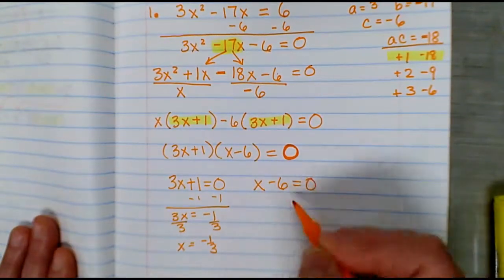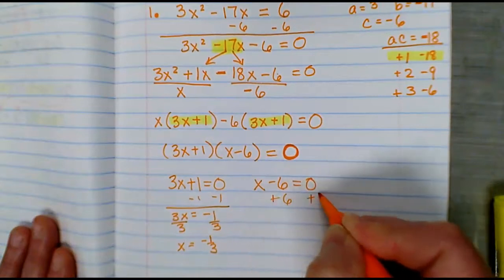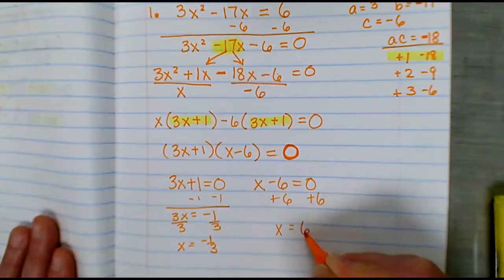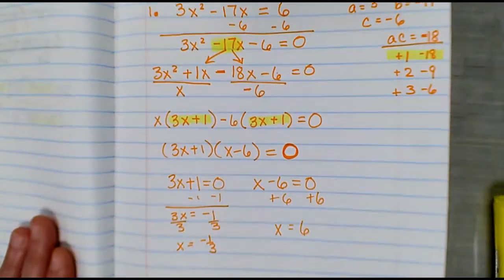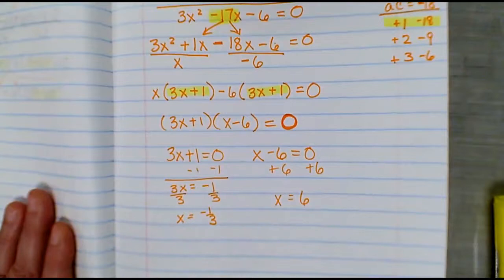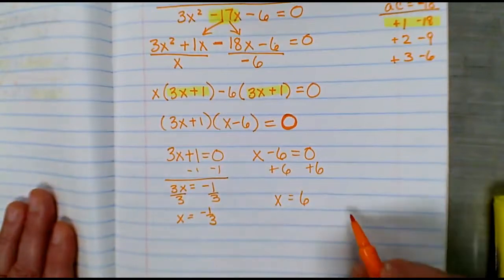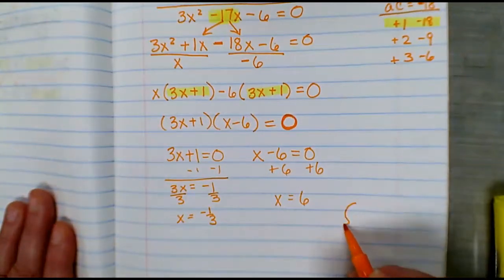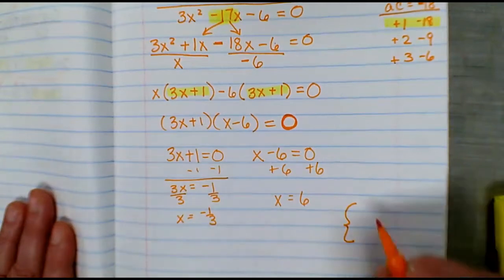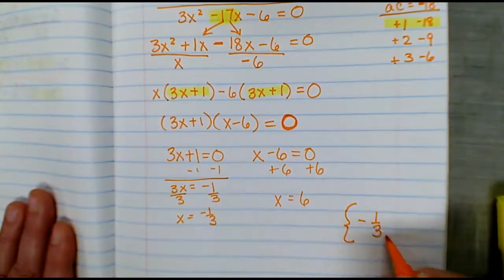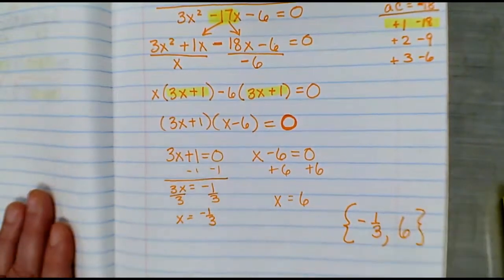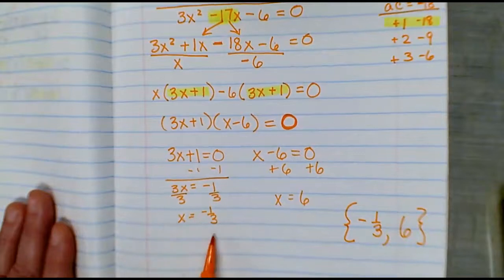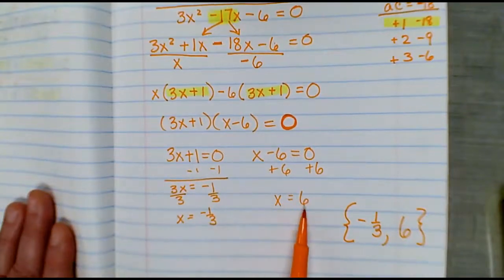Can you solve this little equation? Add 6 to both sides. Do we know two values for x? The solutions to the equation, this is with a set bracket, the solutions are -1/3 and 6. X is equal to -1/3 and x is equal to -6.